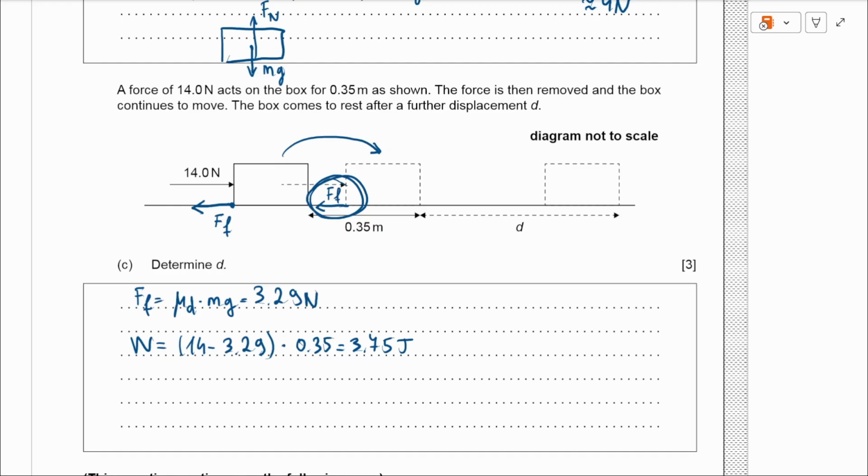And now we have removed this force. So this frictional force alone will now take away all of this energy that we have gained. So we could say that the work done by the frictional force in the second section is the frictional force times D. So D is just our energy, 3.75, divided by our frictional force, and this will give us 1.14 meters. So pretty much during this section we have gained some kinetic energy, and all of that kinetic energy is taken away by the frictional force in this distance.